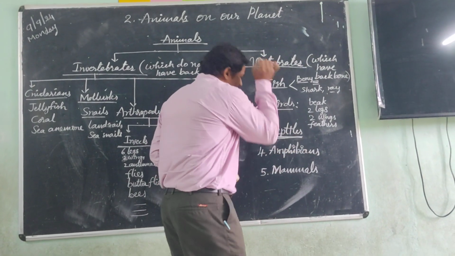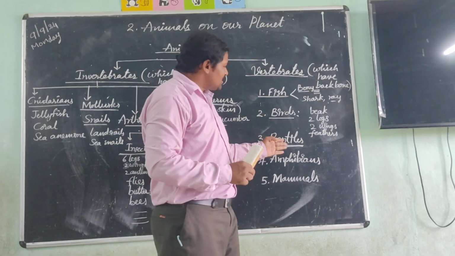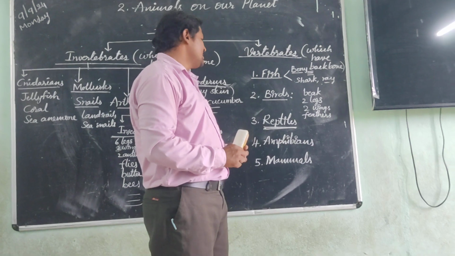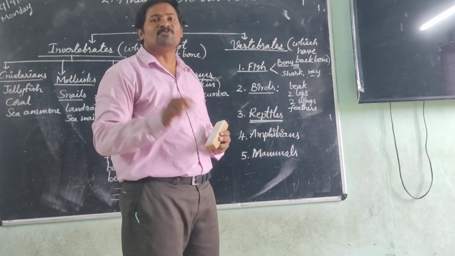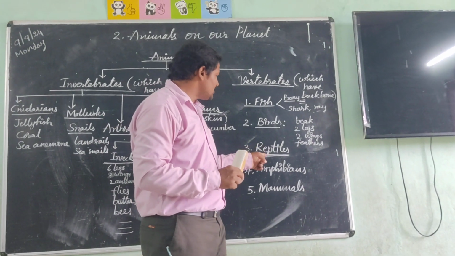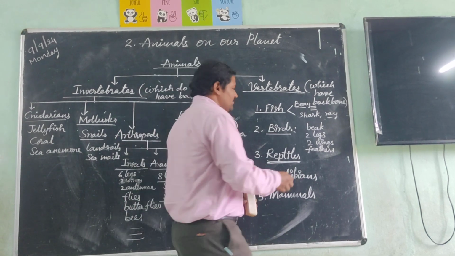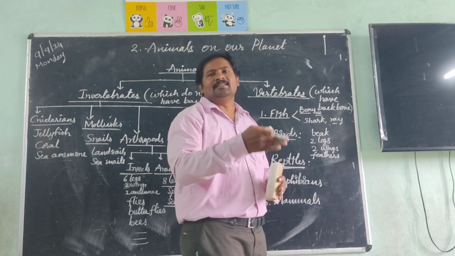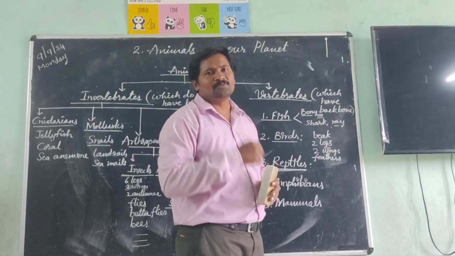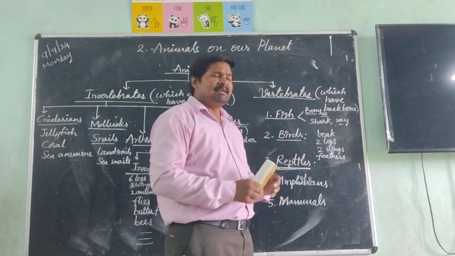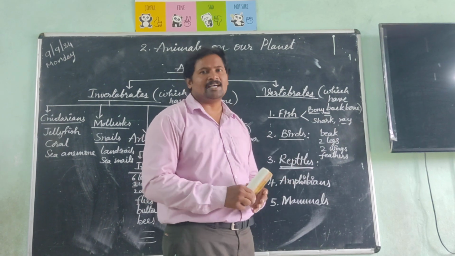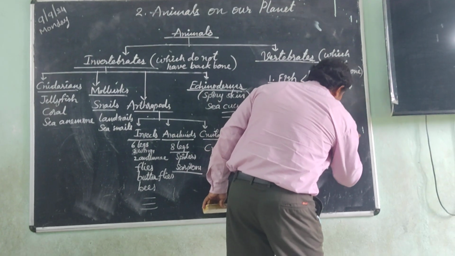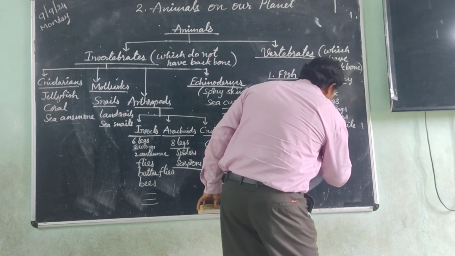Then next, what about reptiles? Reptiles are a class of vertebrates, and their skin is very tough. Some of these animals live on land, and some live in water. But some live in both water and on earth, such as the crocodile. Turtles and crocodile.